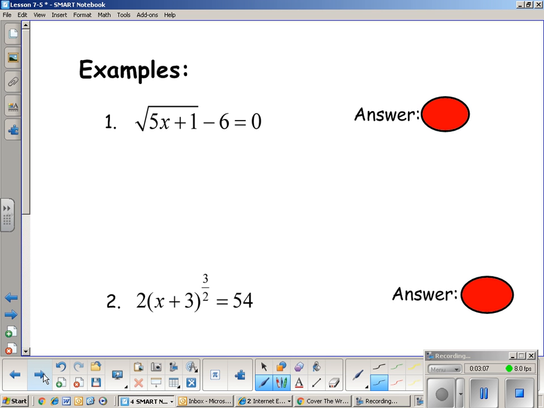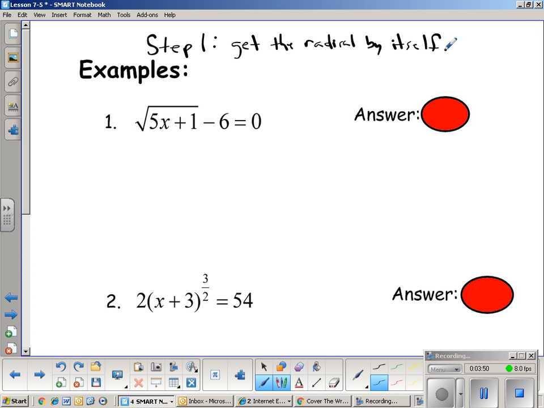So moving on. Here's some examples to solve. The key to solving these is to get the radical all by itself. So step one, get the radical by itself. Okay? Get the radical by itself.